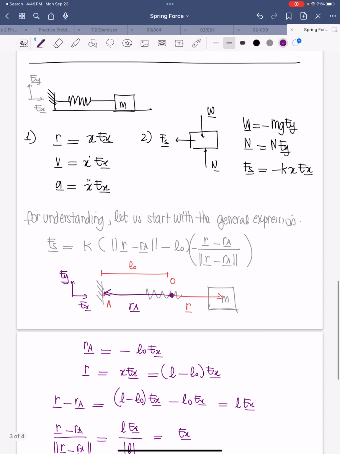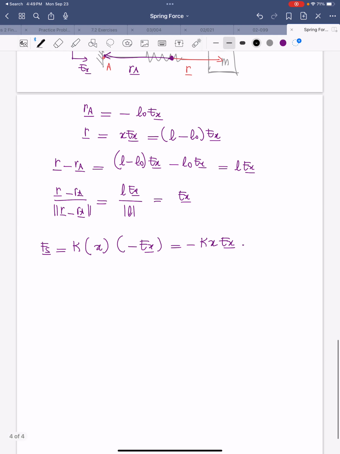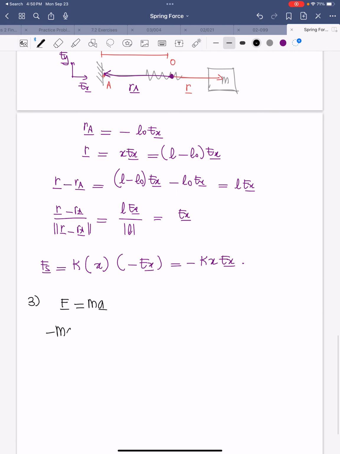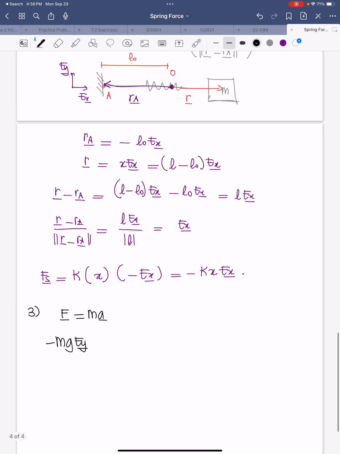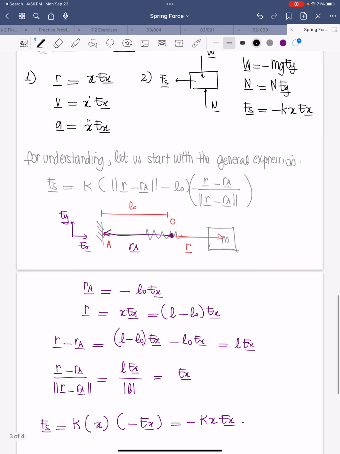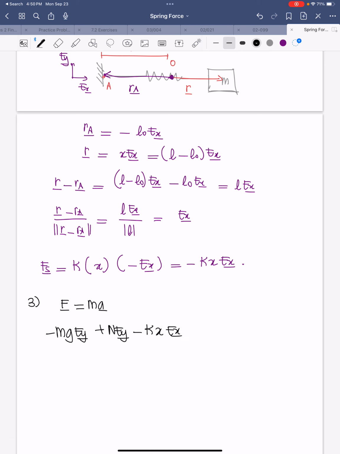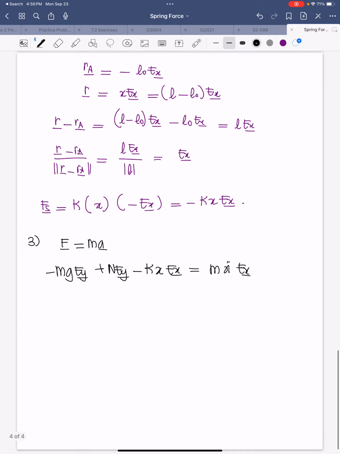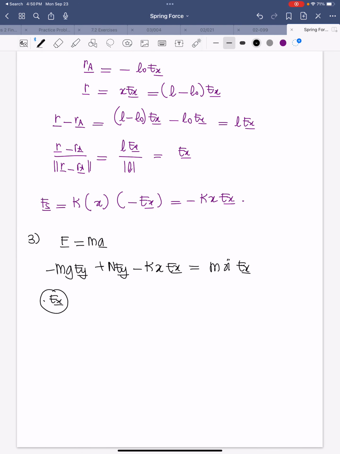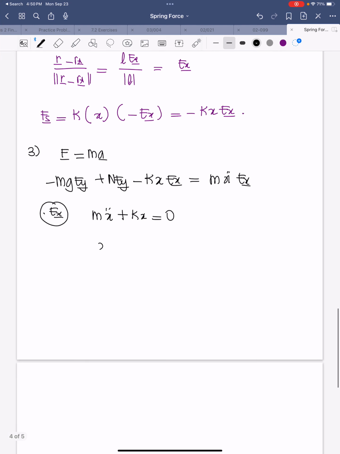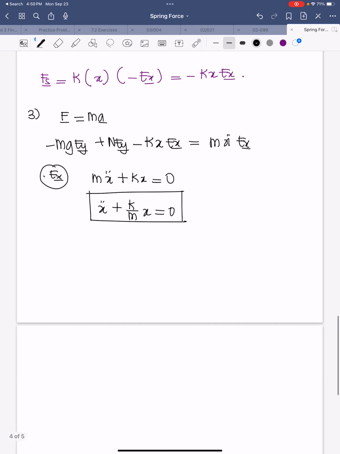So then going back to our original problem, if we want to write the balance of linear momentum of the body, we will do F equals ma, and we will write minus mg ey plus n ey minus kx ex is equal to m x double dot ex, and I can take projections along ex, for example, to find that m x double dot plus kx is equal to 0. This is the well-known equation of motion for a simple undamped oscillator.